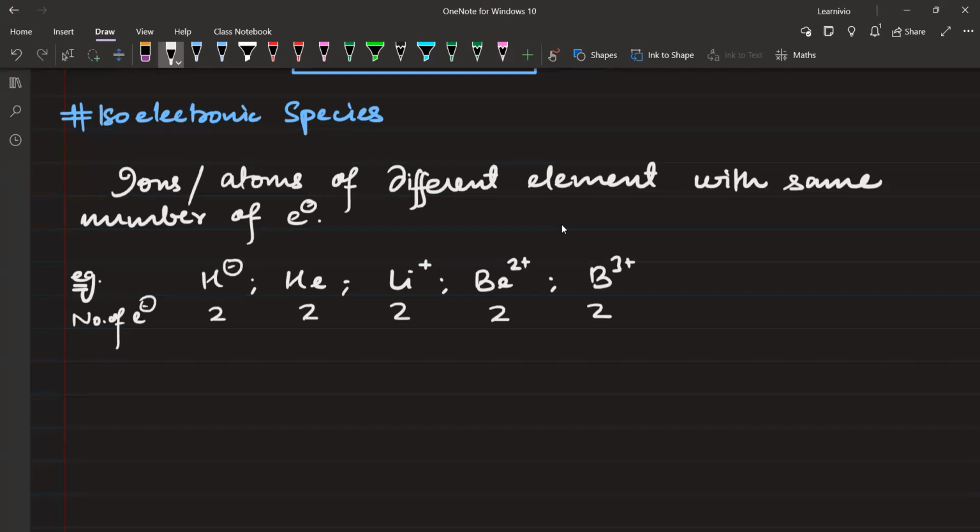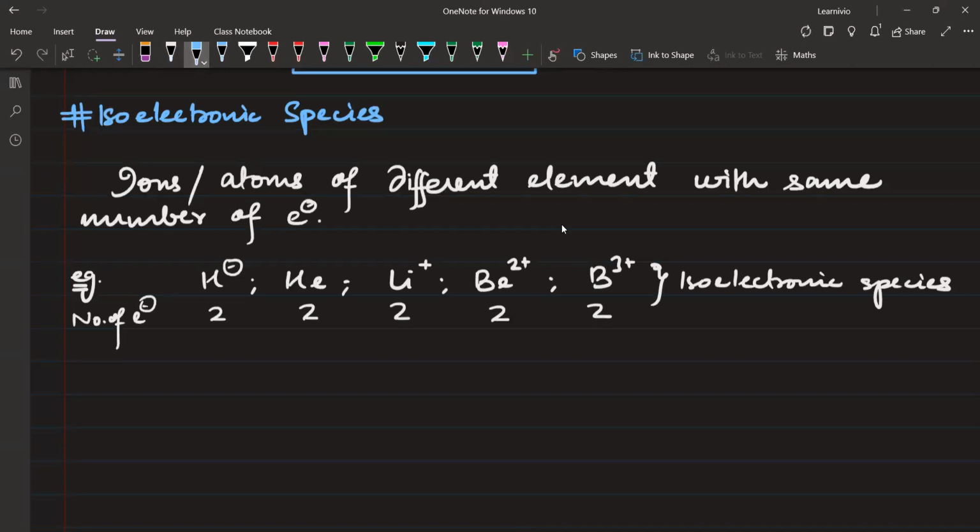Okay. Hydrogen has 1 electron, you add negative charge, that means you have added 1 electron, 2 electrons. Helium already has 2 electrons. Lithium has 3 electrons, if you remove 1, you will get 2. Beryllium has 4, if you remove 2, you will get 2. Boron has 5, if you remove 3, you will get 2. All of these are what? All of these are isoelectronic species.